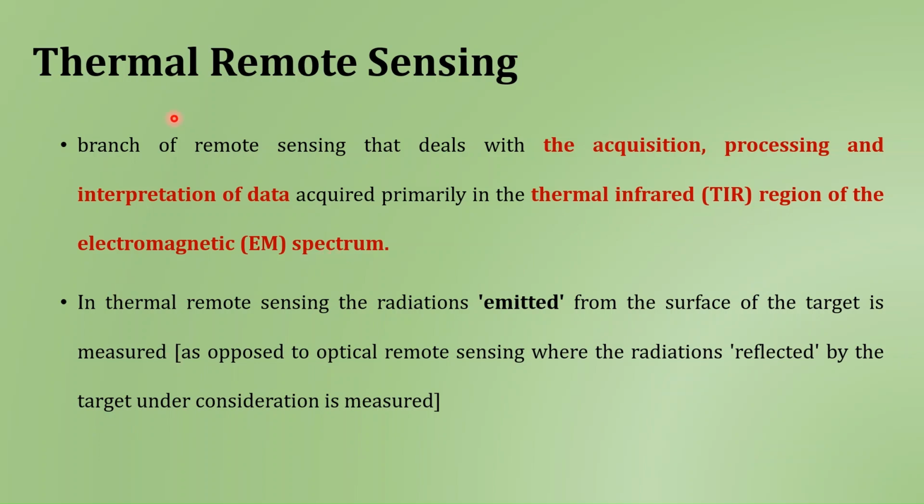It also comes under passive remote sensing, but it is different from optical remote sensing because there mainly the radiation which is reflected from the earth surface is measured. But in thermal remote sensing, we are mainly focusing on the radiation which is emitted from the surface of the earth.